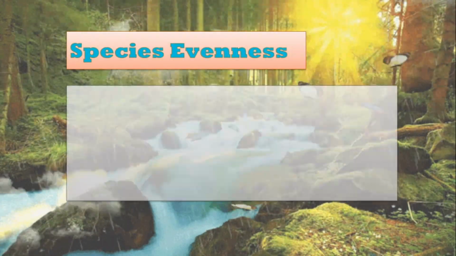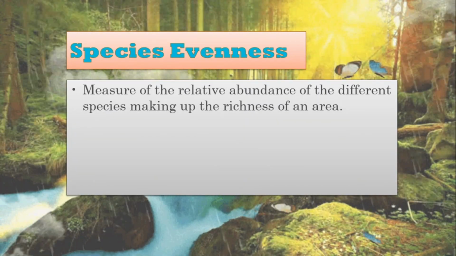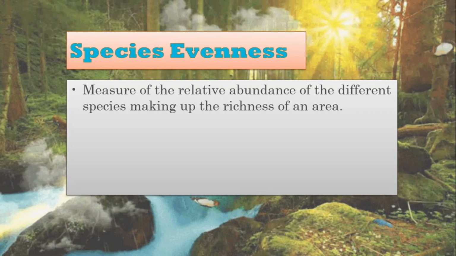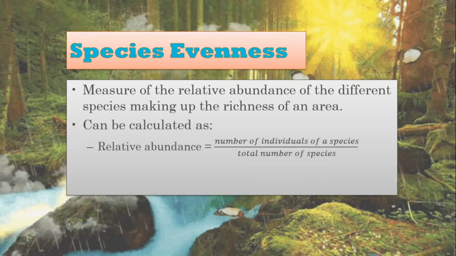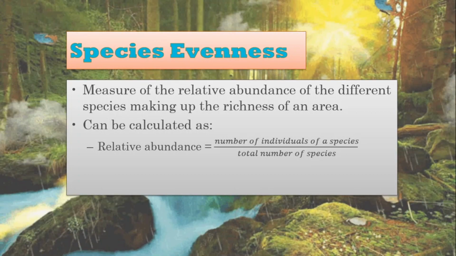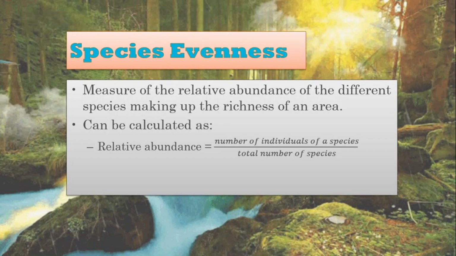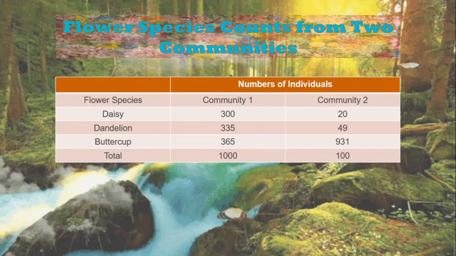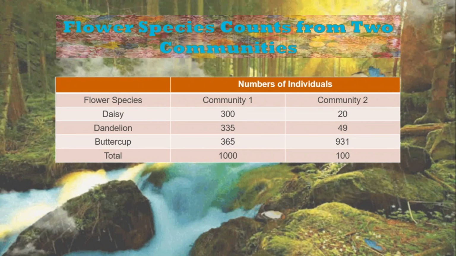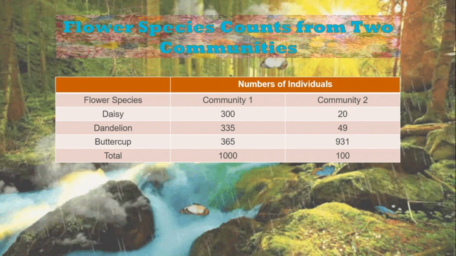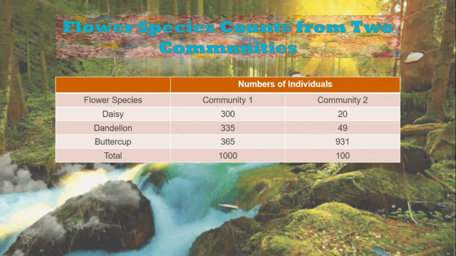Species evenness. It is the measure of the relative abundance of different species making up the richness of an area. It can be calculated as relative abundance equals the number of individuals of a species over the total number of individuals. Again, let's use the example of the flower species counts from two communities: same flower species and same number of individuals for community 1 and 2.